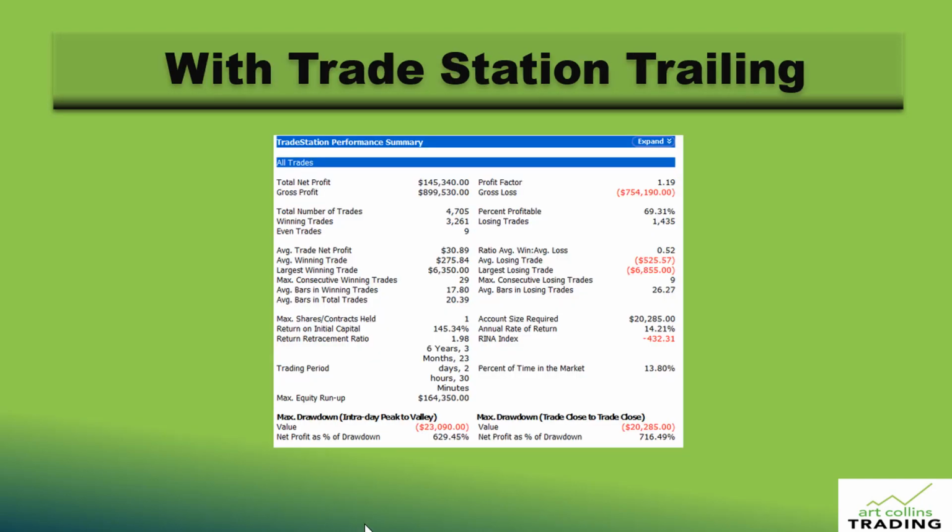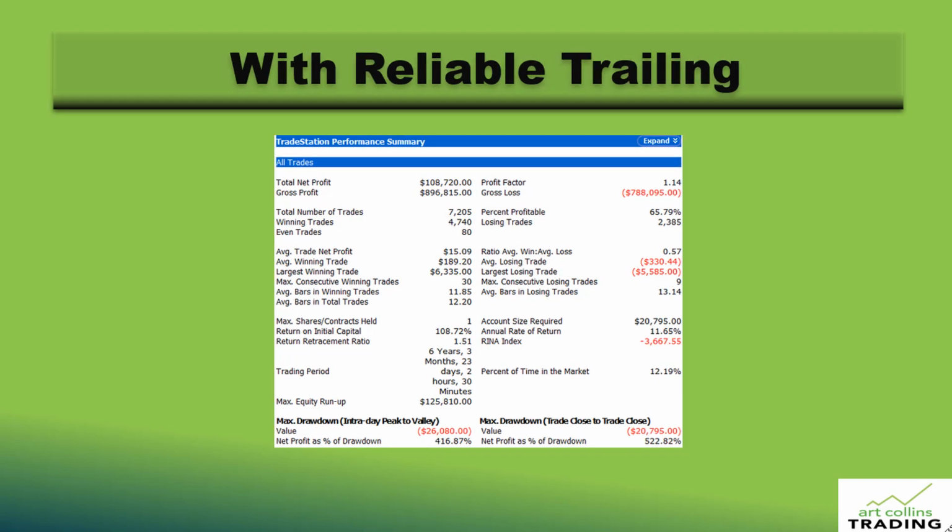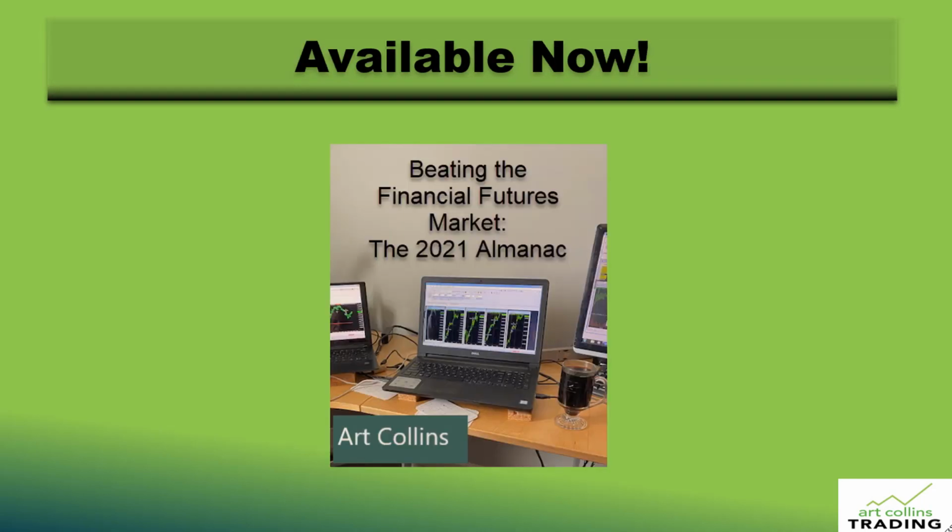So just for emphasis: the TradeStation canned trailing stop with no look back, with 1 minute look back, and finally the Art Collins clumsy but reliable formula. Three very different results, but for better or worse, mine would be the accurate one.